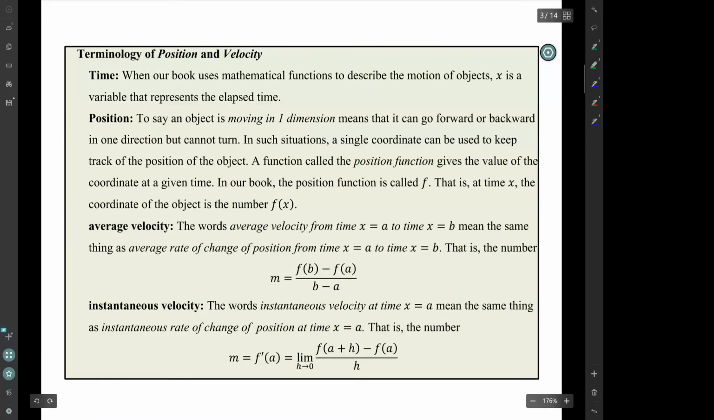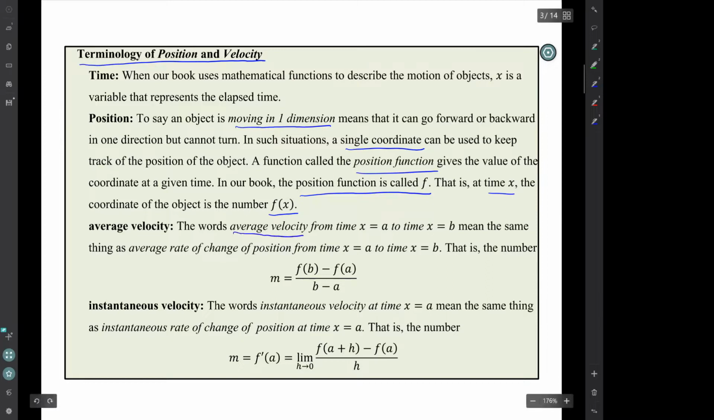In section 2.4, we also discussed the terminology of position and velocity. The idea is when you say that an object is moving in one dimension, it means that a single coordinate can keep track of the position of the object. So we have what's called a position function that gives the value of that position coordinate at each time. In our book, the position function is usually called f, and the variable x is for time. So the symbol f of x means the position of the object at time x.